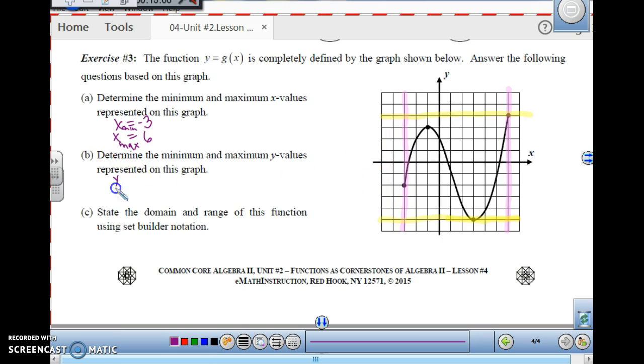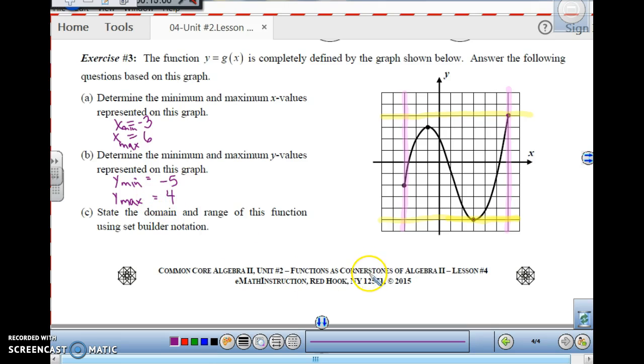So what is your minimum y? What is your lowest y? Well, that would be this point right here. This would be at -1, 2, 3, 4, 5. Is it -5? What is your highest y value? Your highest y value would be this point right here, 1, 2, 3, 4, at y equals 4.